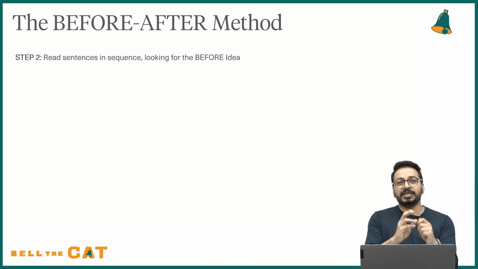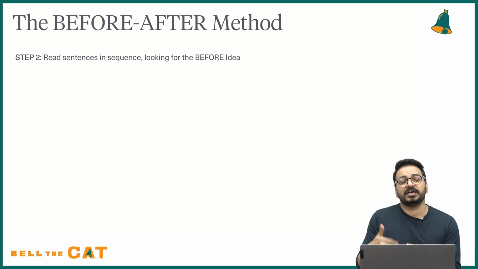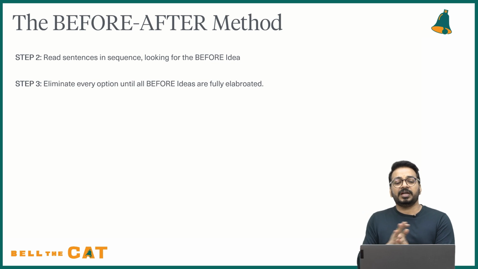How do you eliminate the options? So first thing, you made the before and after reading the sentence. Read the sentences in sequence and you keep looking for the before idea. I need something to tell me what this finding is. I need something to tell me who this person is, right? So eliminate every option until all before ideas are fully elaborated.